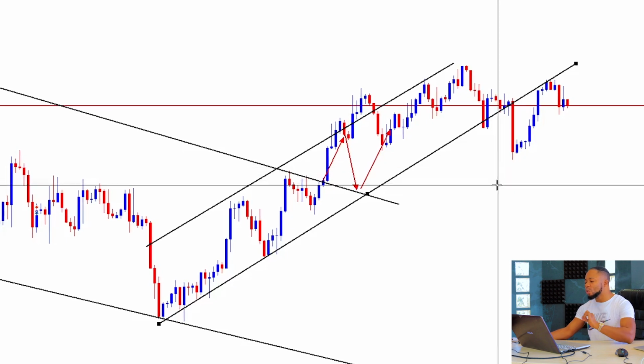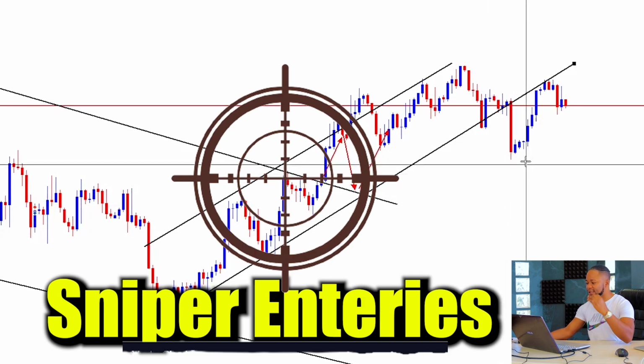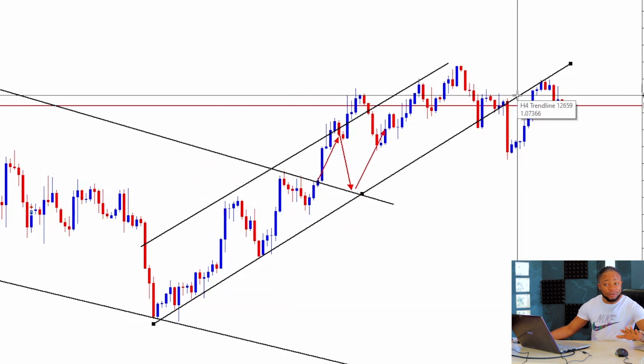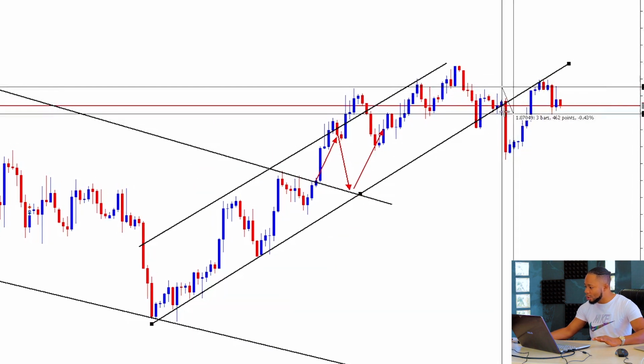So to be able to look for what we call sniper entries, what would you have done? 90% of the time, I don't trade breakouts. This area here is what we call a breakout.